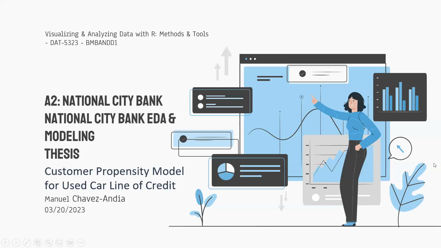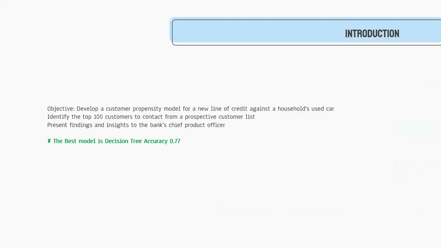Hi, I'm going to talk about the National City Bank customer propensity model that I chose from the three models analyzed. It's really important because the best model predicts better, and from that I pick the top 100 customers, and these top 100 customers are more likely to choose our service.